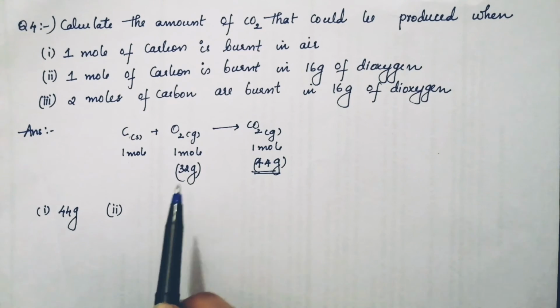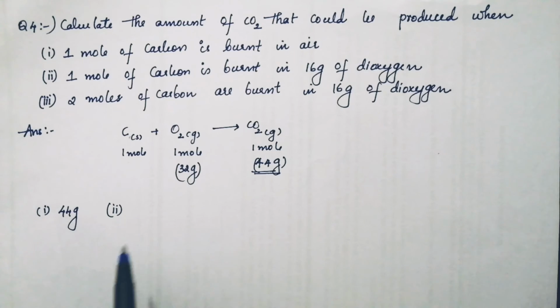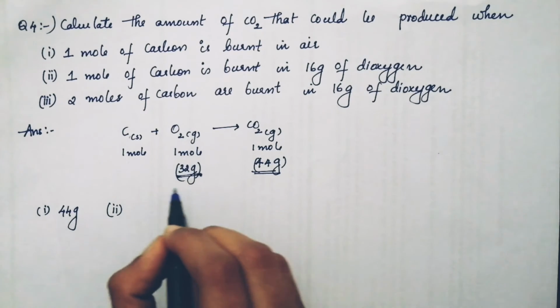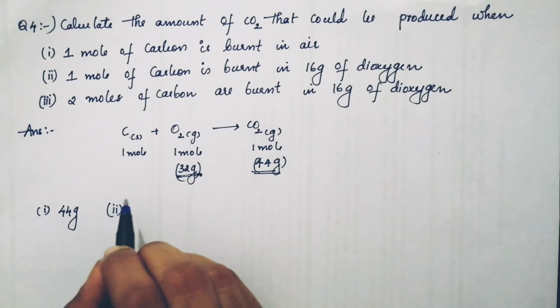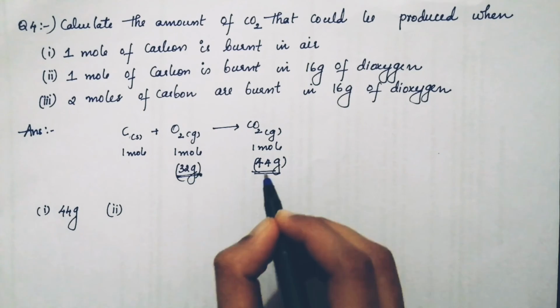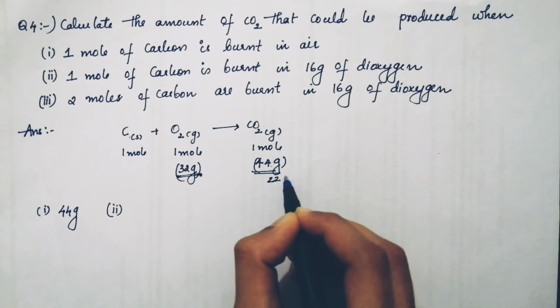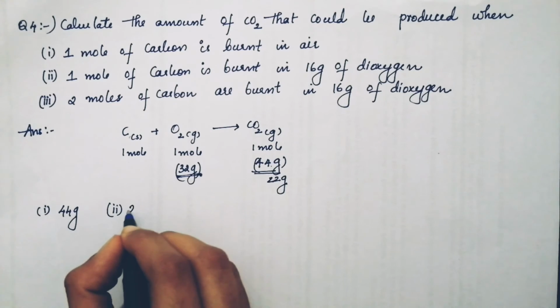Here we can say only 16 gram of dioxygen is available. So the reaction will take place only for the 16 gram of dioxygen. That is, 16 is half of this. So again we will get only half of this amount of carbon dioxide. That is 22 gram.